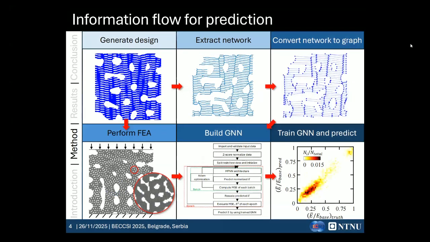Now let's look at the information flow, how we developed these methodologies. First of all, we generate hierarchical spinodoid-like structures and perform finite element analysis in order to get data for feeding into the deep learning neural networks. Simultaneously, we extract the important networks of the spinodoid-like materials, and then we convert these networks into graphs. We feed these graphs into the deep learning neural networks. Here we utilize graph neural networks to train and predict the mechanical behaviors.